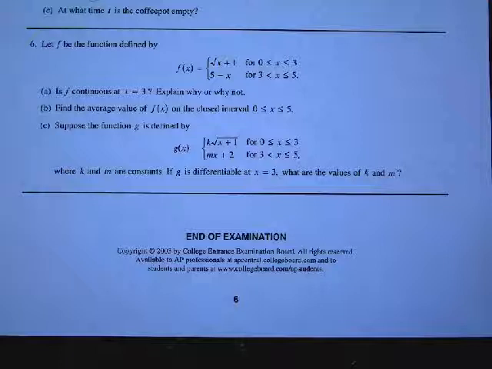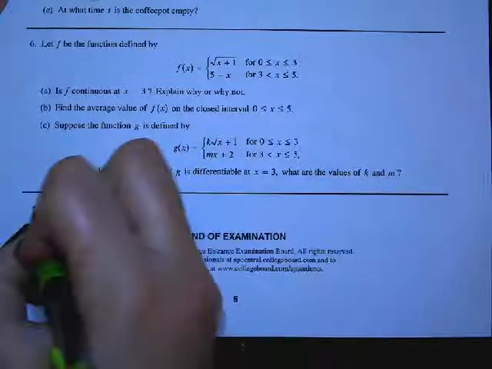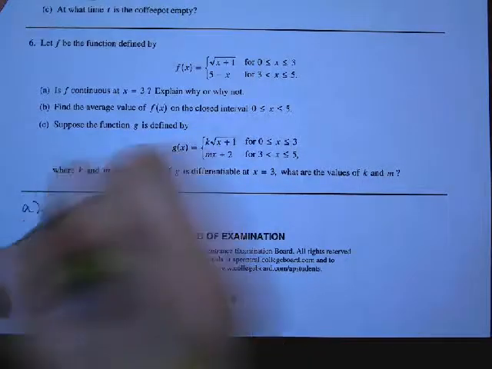Sixth FRQ from the 2003 AB exam. So first, they ask us if the function is continuous at x equals 3. There are 3 parts to the definition of continuity, so we just have to walk through all 3 of them.